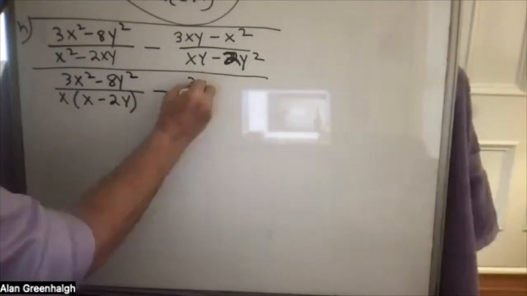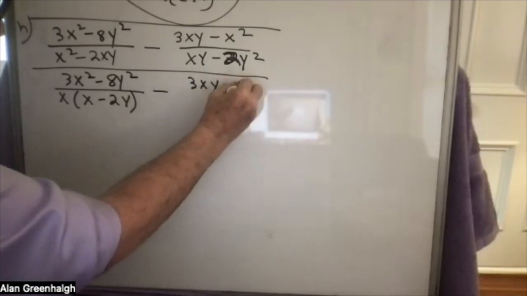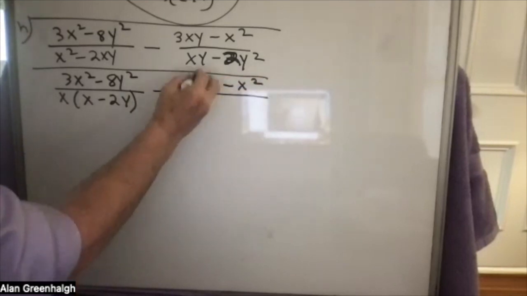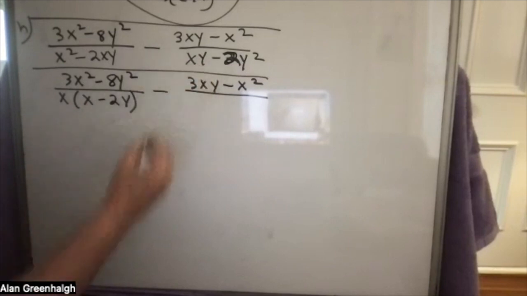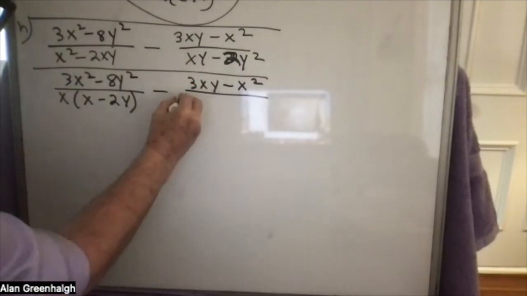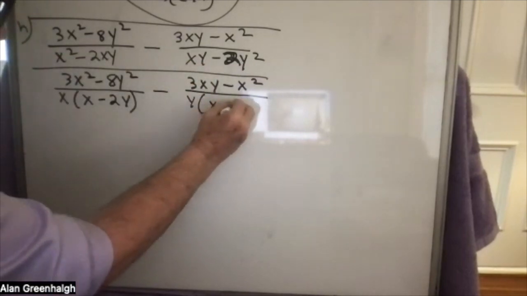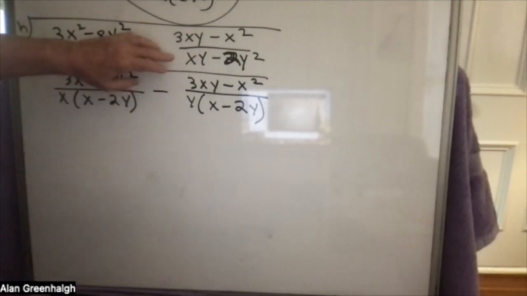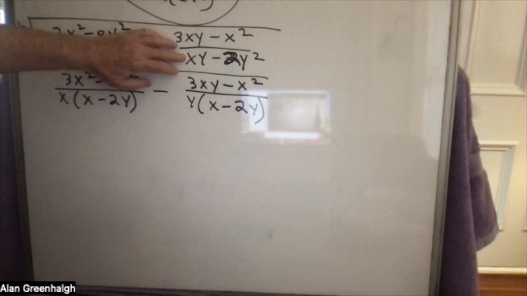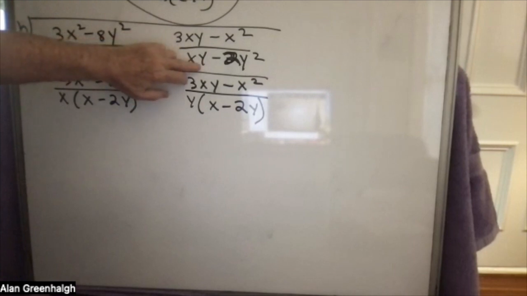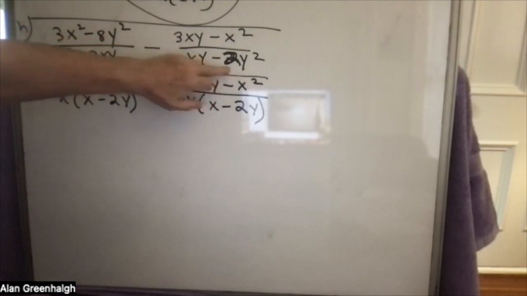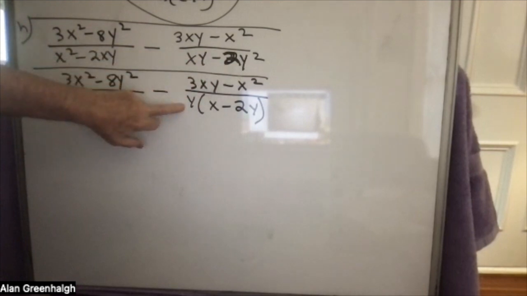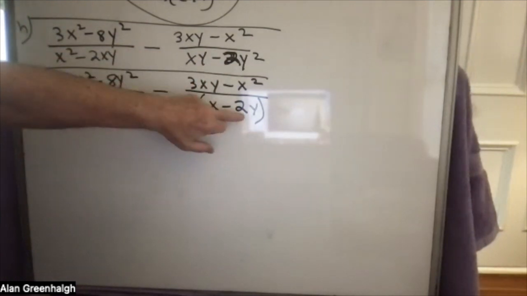And let's factor out a y times x minus 2y. Whoa, look at that. Very interesting. So far, it doesn't look quite that bad. Factor out the y, because there's a y in both terms. So factor out the y, you get x minus 2y.